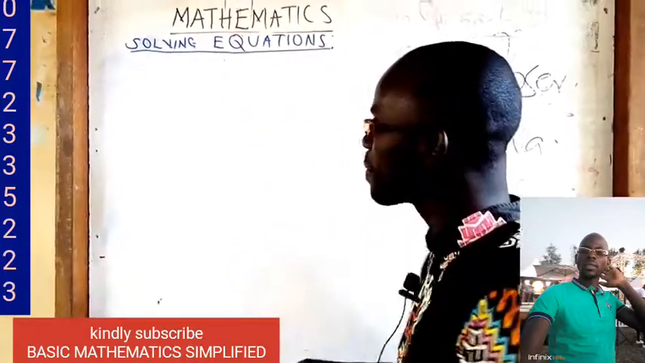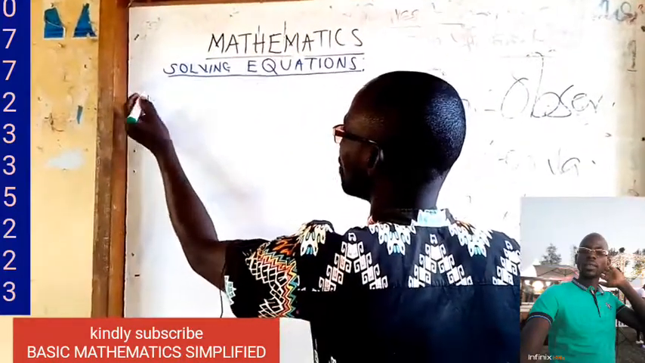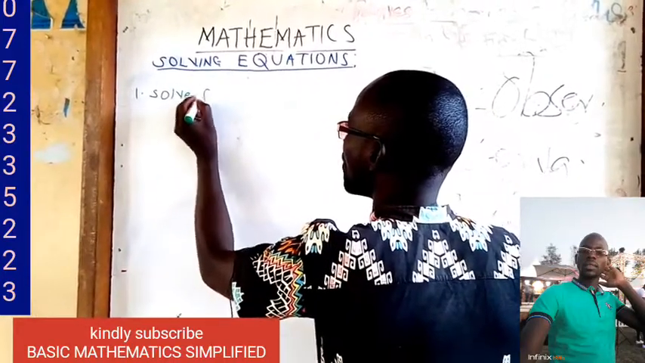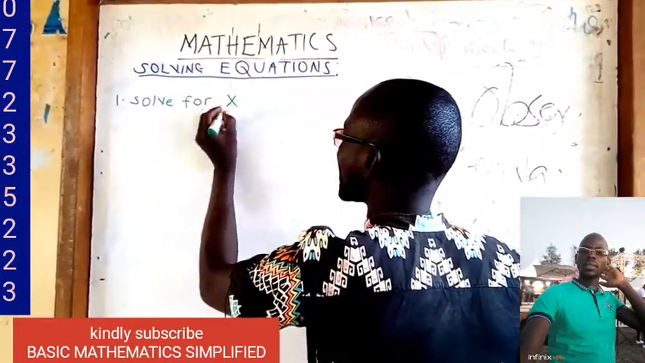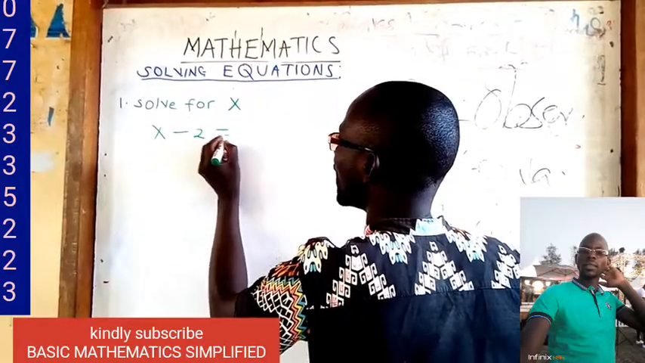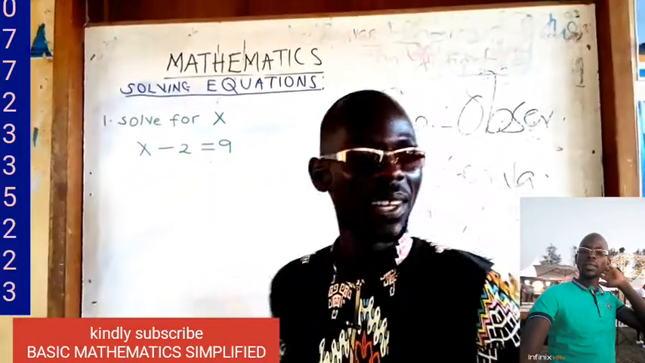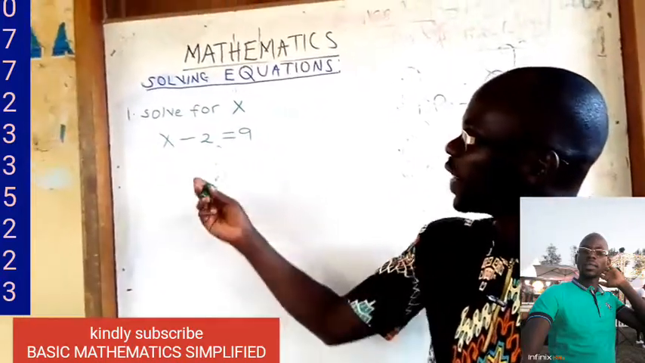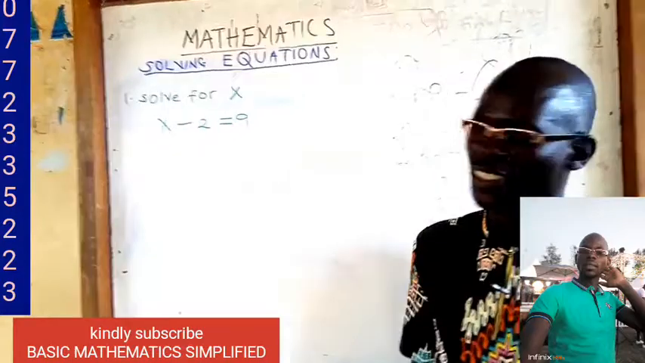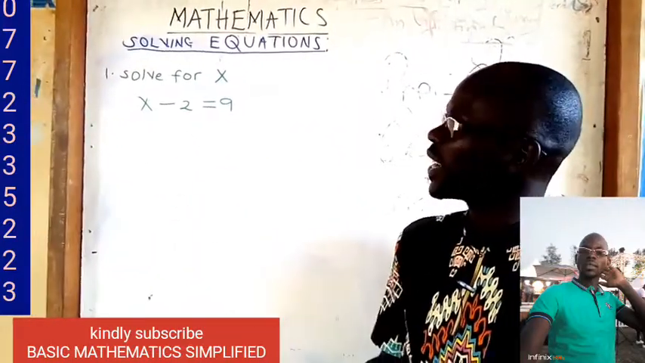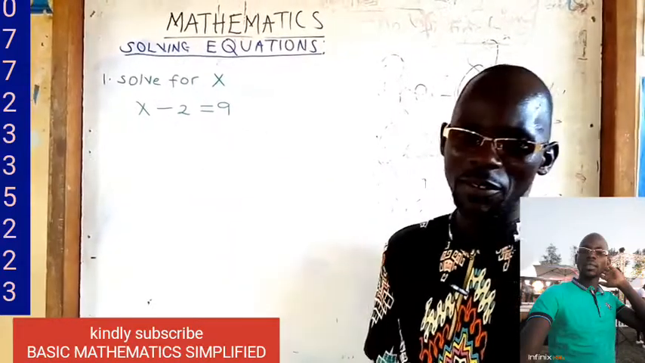For example, I will look at question 1. Solve for x when we have x minus 2 equals 9. Very simple numbers, primary level. If you are given a question like this, to find the value of x, you solve for x. We have x minus 2 equals 9. Remember, this time we have the equal sign.